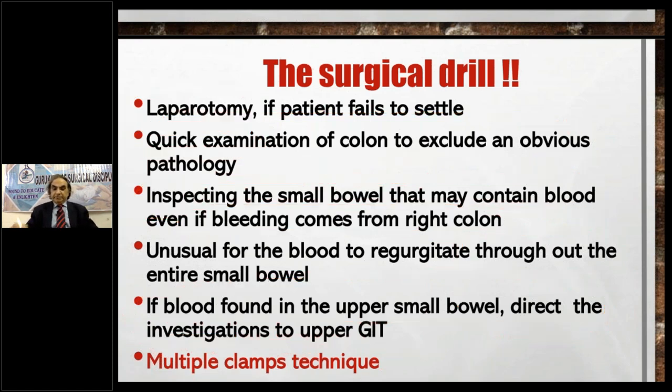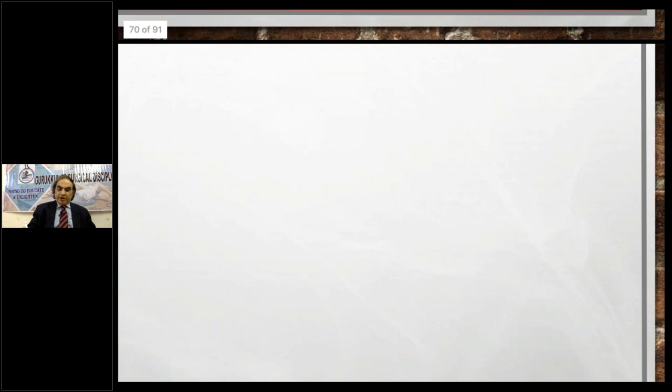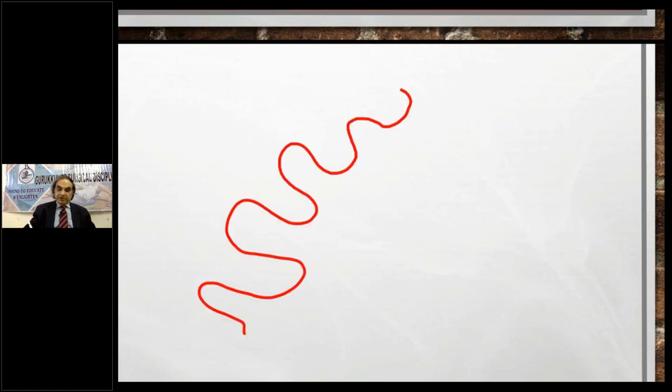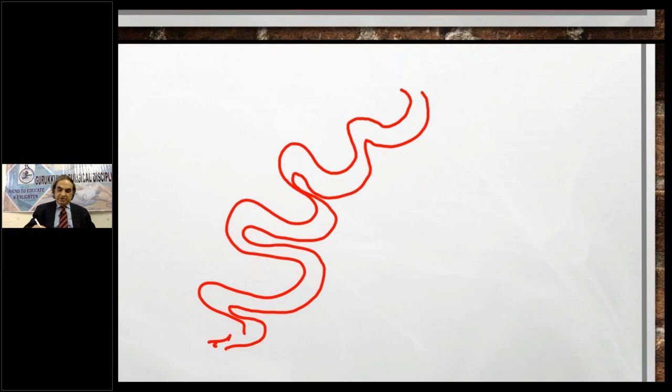That is, if you have the abdomen all opened up and you don't know where the cause is, say this is the small bowel. I tried to make it as long as I could on this. And that's the large bowel. You find that there is blood in here.